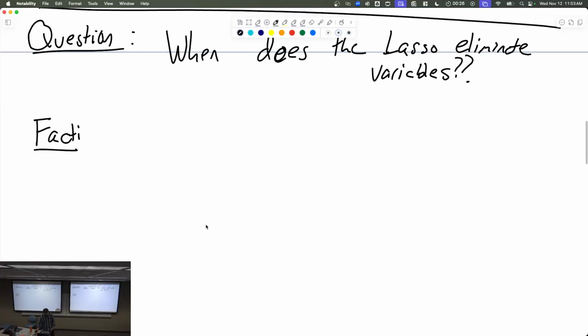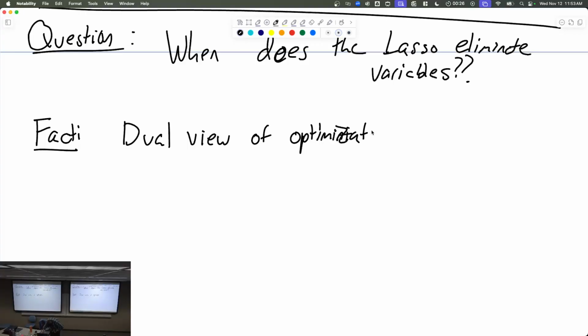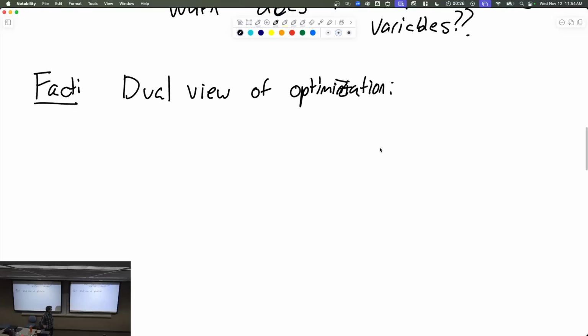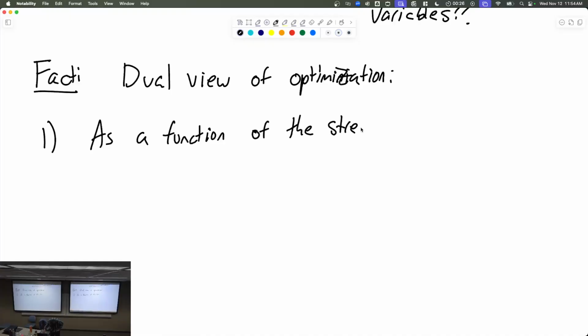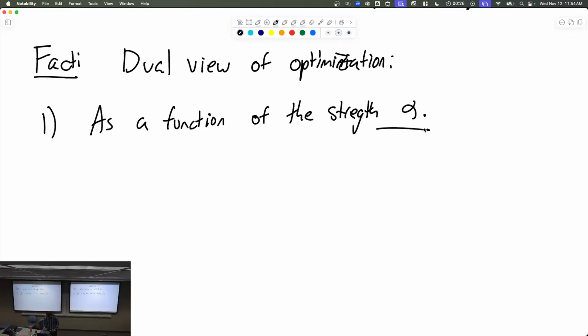The fact has to do with what I call the dual view of optimization, the dual view of minimization. And the dual view of optimization says there are two different ways of looking at regularization. So the first way we've talked about a few times, which is to think of it as a function of the strength alpha. And this really is what we've been doing.